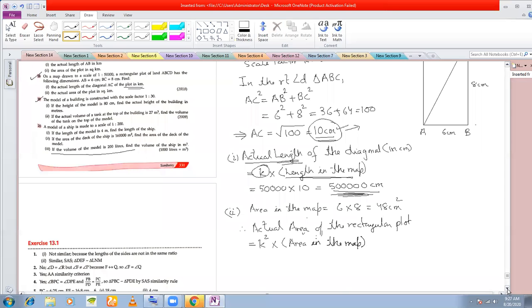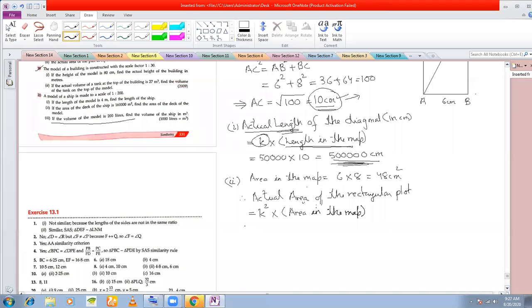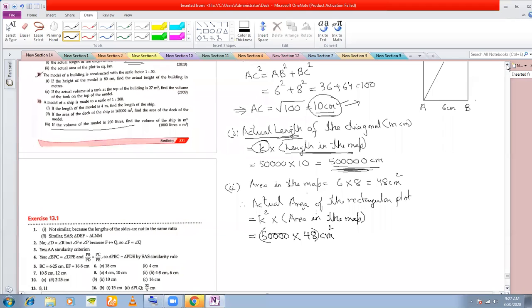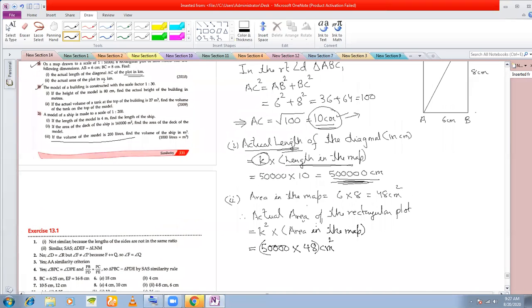Okay, this is K is 50,000 into area in the map is 48. Okay, this much centimeter square. So you're getting a big area in terms of centimeter square. So what have they said? They said in square kilometers, I think. I showed you yesterday the conversion from centimeter square to kilometer square, isn't it?